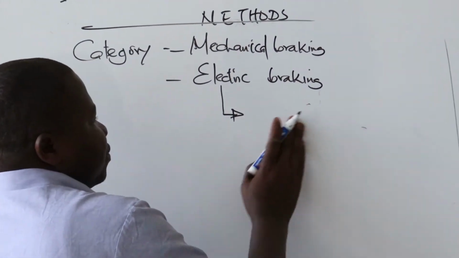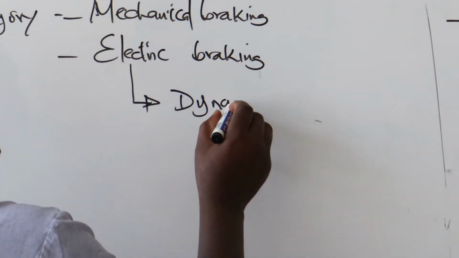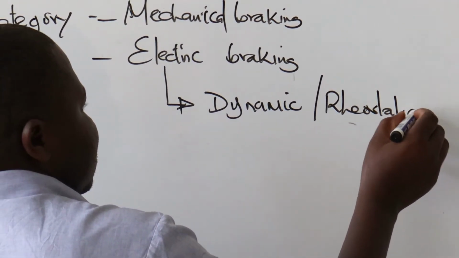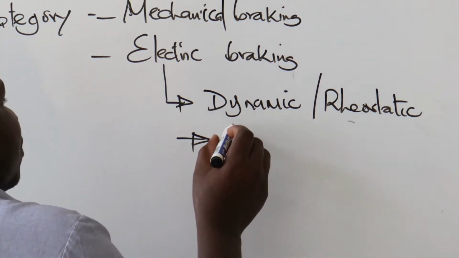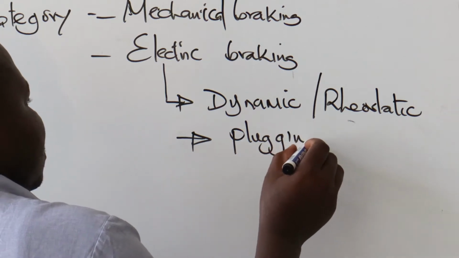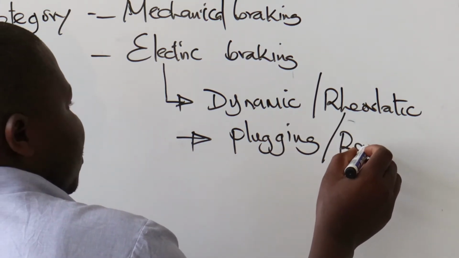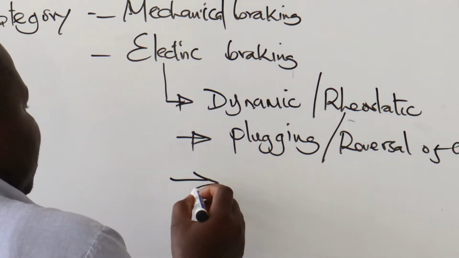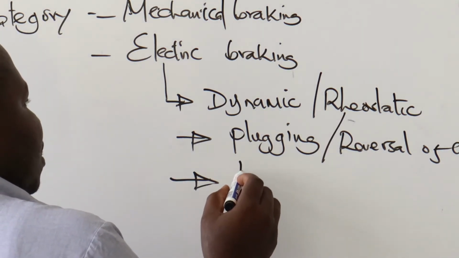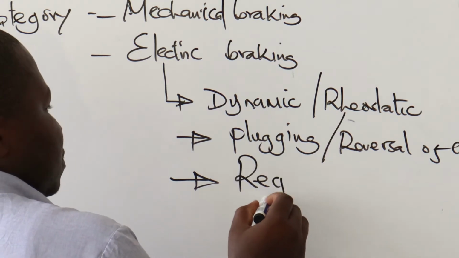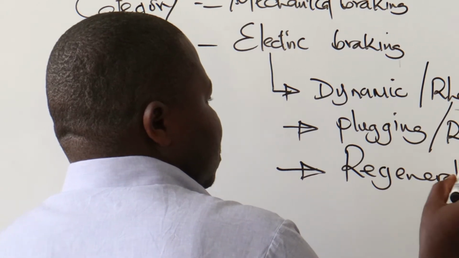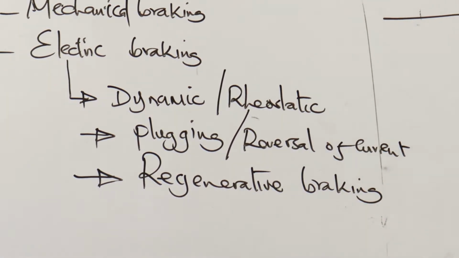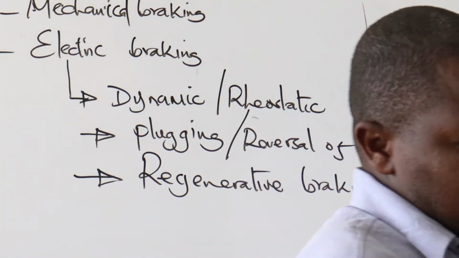The main types of braking under electric braking we have are dynamic braking, also called rheostatic braking. Then we have plugging, also called reversal of current braking. And finally, in this category, we have regenerative braking. So we have those classes of braking that we need to discuss.